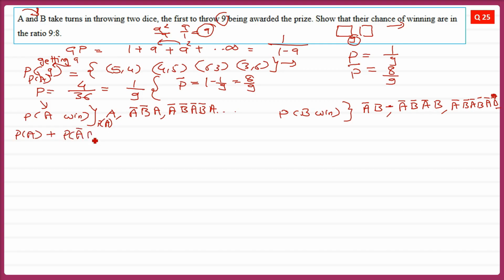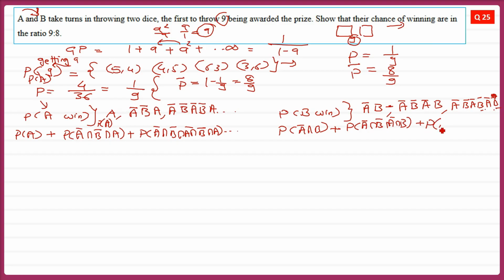So PA plus PA bar, PB bar, PA, I'm just writing what I've discussed with you. Now PA bar intersection PB bar intersection PA bar intersection PB bar intersection PA, and this goes on and on forever. Side by side, for the B winning probability, let's write A bar intersection B, plus A bar, B bar, A bar and B. The third possibility goes on infinitely, because these are the three possibilities which I've shown you. But just imagine this is going to go forever. This game is unending: A bar, B bar, A bar, B bar, A bar and then B.